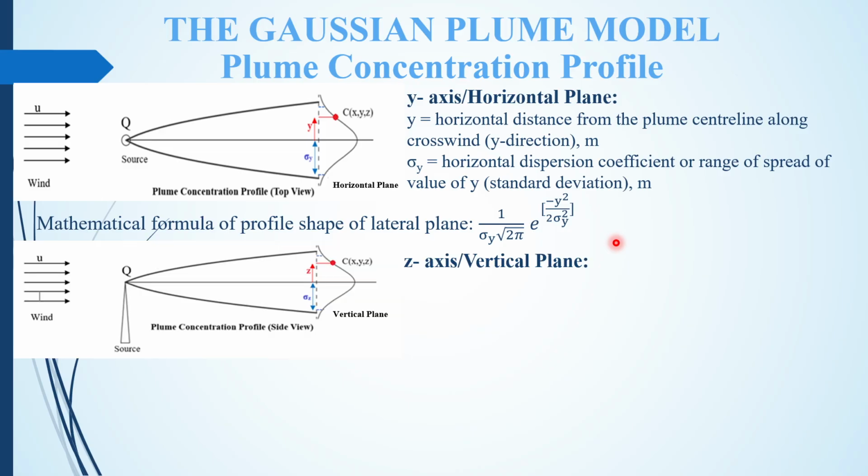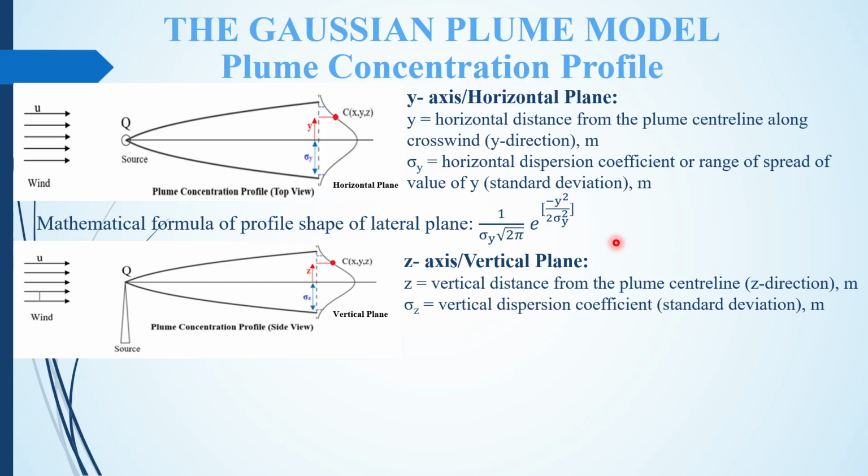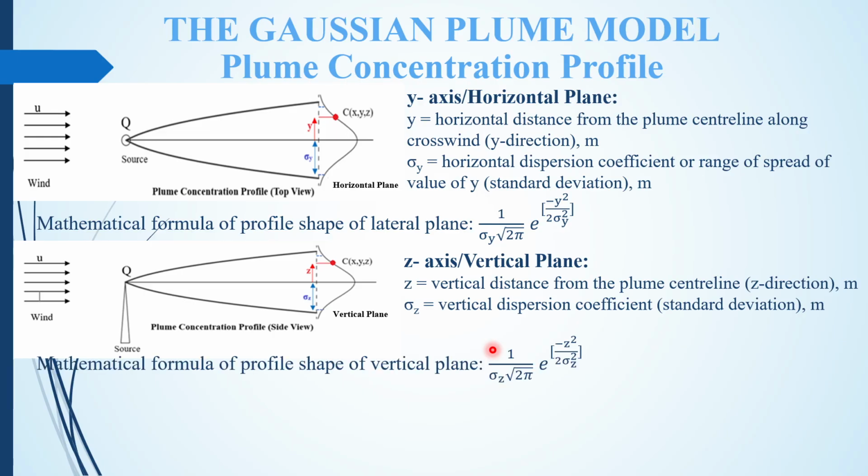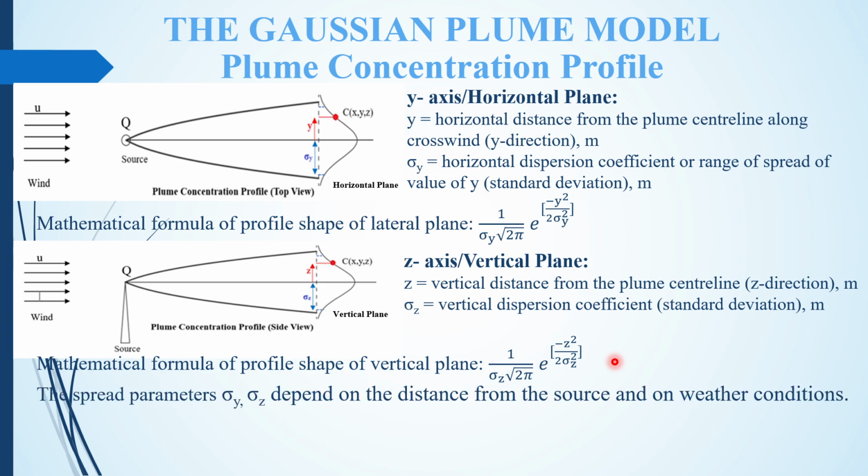And for the vertical plane, this is a side view of the plume concentration profile, and z is the vertical distance and sigma z is the vertical dispersion coefficient. Then the mathematical formula of the profile shape of the vertical plane is like that. We just replace this y with z and sigma y with sigma z. The parameters sigma y and sigma z depend on the distance from the source and the weather condition.